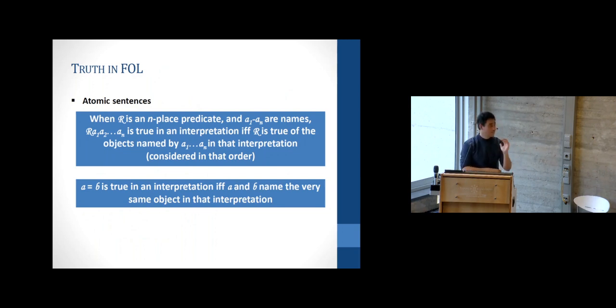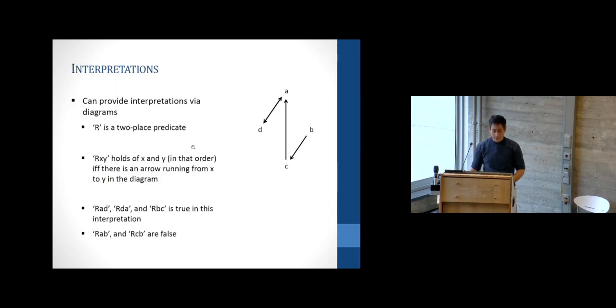Atomic sentences are easy. This is a long definition that captures a very intuitive idea. When R is an n-place predicate and A1 to An are names, the sentence R A1 to An is true in an interpretation if R is true of the objects named by A1 to An, in that order. This is a very long way to say, for example, RDA is an atomic sentence, just names applied to a predicate. And this is going to be true in this interpretation, because we specified that D is related to A.